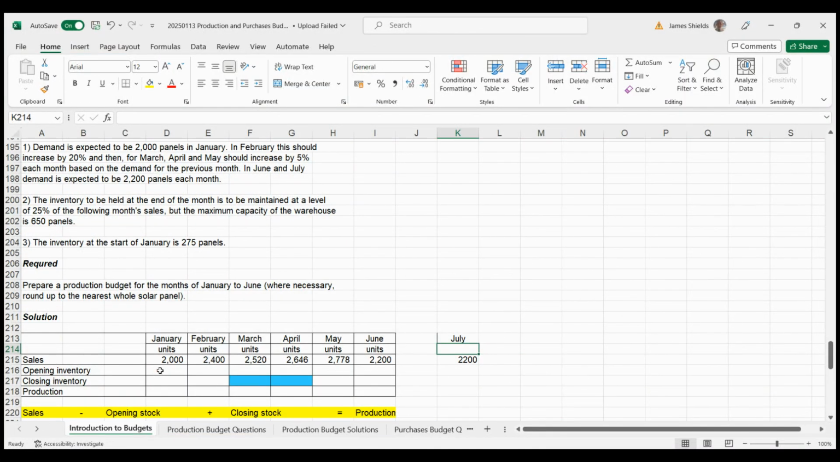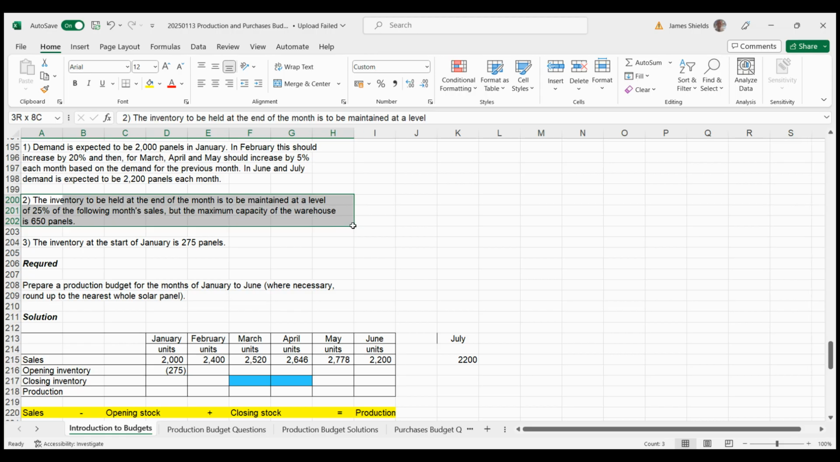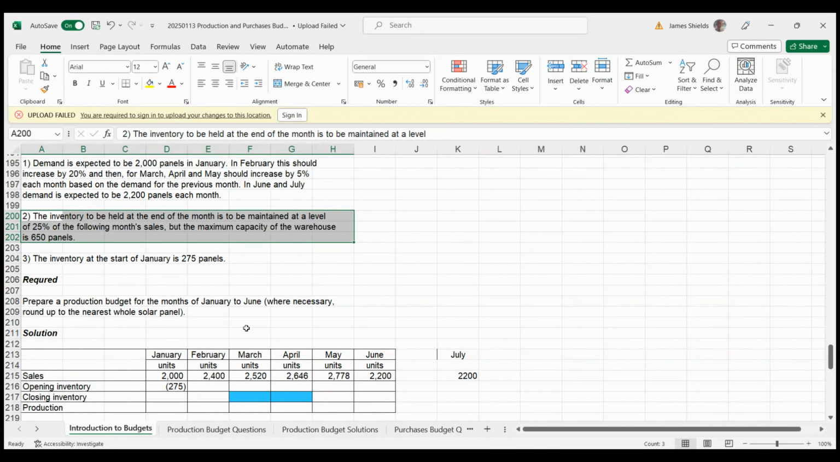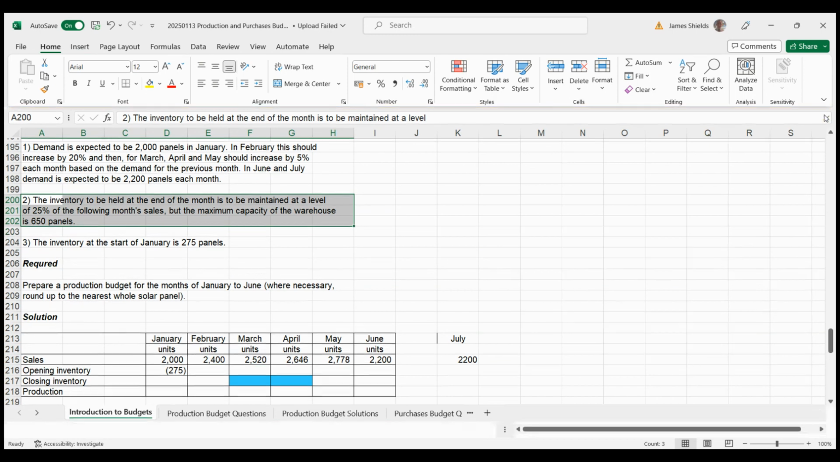Now, opening inventory. We're told at the start of January it's 275 panels. So take away 275 panels. We've got them already. Closing inventory. The inventory maintain a level of 25% of the following month's sales, but the maximum capacity of the warehouse is 650 panels. Okay, so let's see what we got here then.